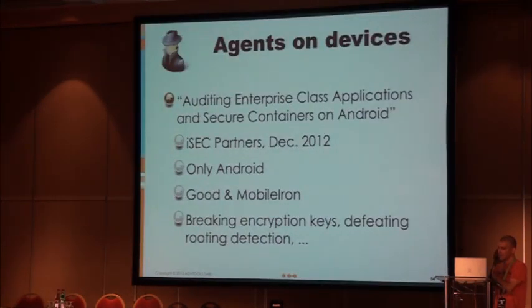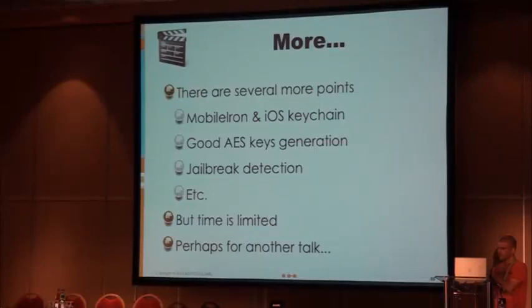There is another paper from ISEC Partners, which is auditing enterprise class applications and secure containers on Android. It was last year. It's almost the same as Lacoon. It's only on Android. It's about Good and Mobileiron, and they were able to break the encryption. They were able to find the encryption keys to break the secure container and also to defeat root detection. There are several other subjects around the security of mobile device management systems. Mobileiron is not using iOS keychains very well. There are some problems with the AES key generation with Good and the NOC. It's not Prism, but it's very close to that. There are some problems with jailbreak detection also, perhaps for another talk.